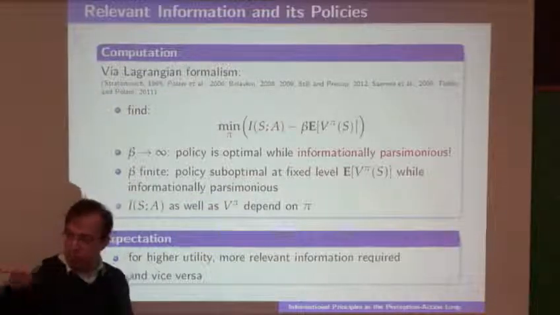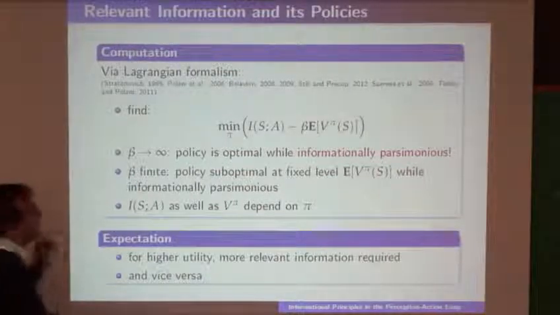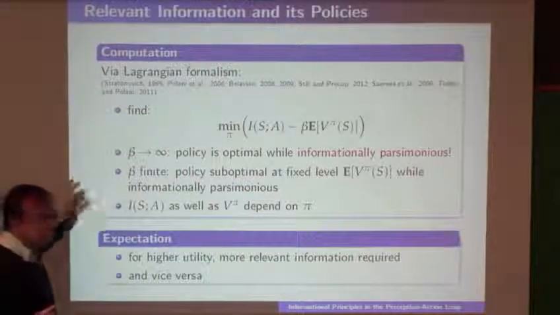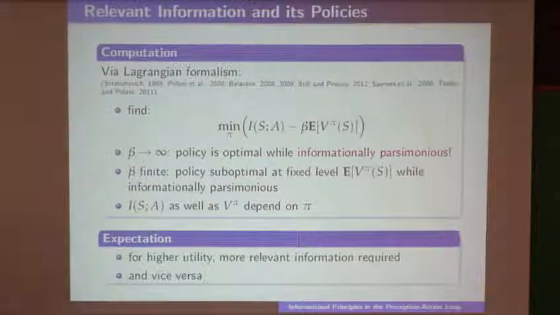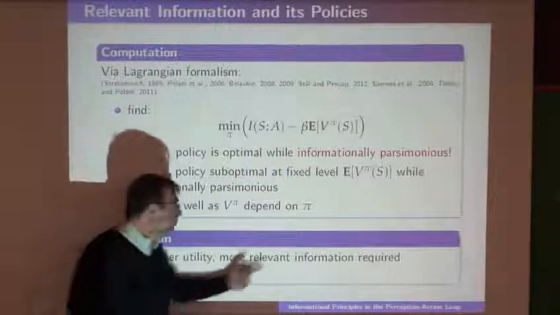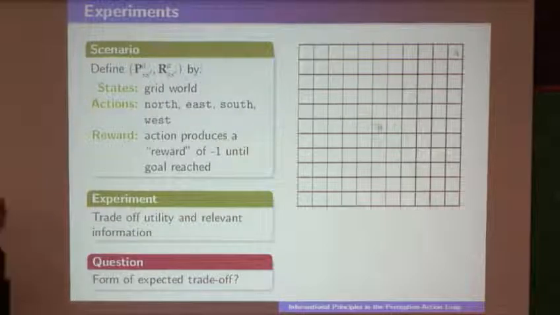We have no proof of convergence for that case. For the case of fixed prior, you can actually do a convergence proof. But for this case, I'm not aware of a convergence proof. Anyway, this is how you do it. So it's slightly tricky, technically. And what do you expect as a result? Well, if I want higher utility, you need more relevant information, and vice versa. Nothing surprising here. So let's take a little example.